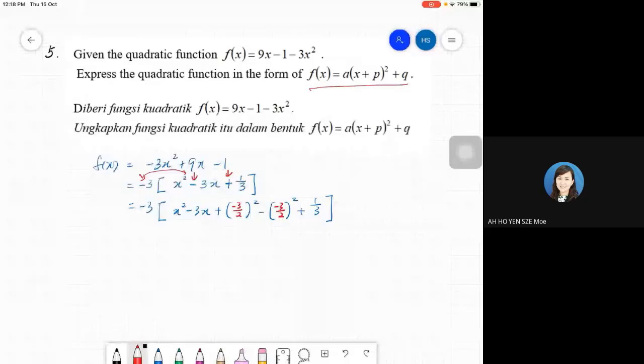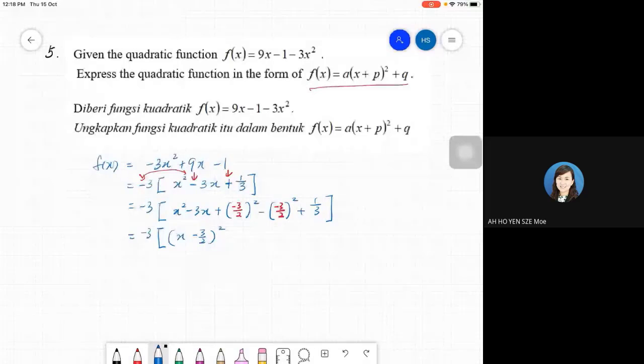Lepas tu tulis balik yang depan 3, dia dalam perfect square, ada kuasa 2 punya. X tolak 3/2 kuasa 2. Mungkin ada yang tanya, cikgu yang tengah tu 3x dah pergi mana? Okay, when you expand the (x minus 3/2) squared, you will get back the middle term. When you rewrite in the perfect square, actually that becomes 3 terms. When you expand ada 3 sebutan, bukan 2 sebutan saja. Yang tengah-tengah tu tak hilang tau. Mungkin ada yang takut nak tanya cikgu mana pergi tengah-tengah tu.